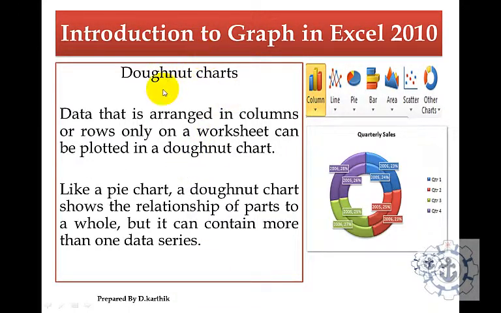And next comes your doughnut chart. The data that is arranged in columns or rows only on a worksheet can be plotted as a doughnut chart. Like a pie chart, a doughnut chart shows the relationship of parts to a whole, but it can contain more than one data series. So this is an example of a doughnut chart.